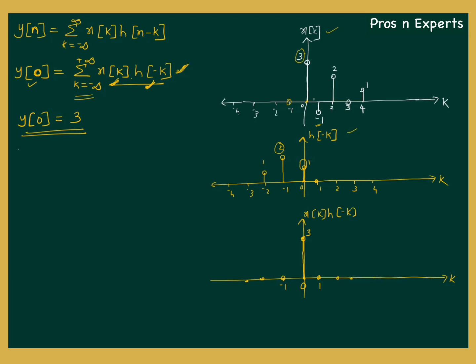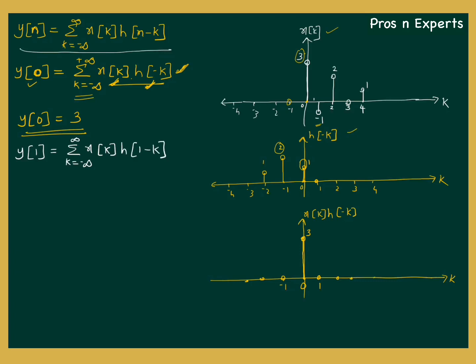And the next sample we need to find out is y of 1. We have found out y of 0, now y of 1, then y of 2, y of 3, y of 4, y of 5 and y of 6. Okay, so what will be y of 1? From this parent equation, put n equal to 1, and y of 1 will be sigma over k equal to minus infinity to plus infinity x of k into h of 1 minus k.